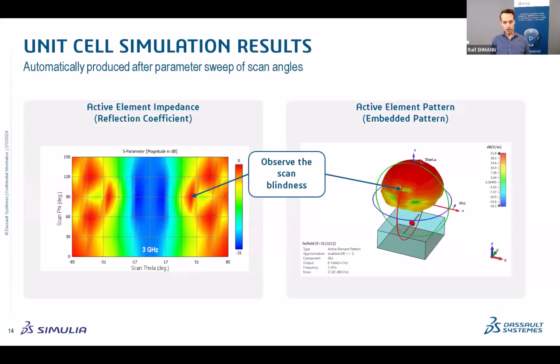And so in the end, all of this quickly calculates for you the active element impedance or reflection coefficient on the left-hand side, where you have on the y-axis the scan phi and on the x-axis the theta scan angles. And you can observe there the scan blindness as well, where there's total reflection, as we just saw in the one animation. And then also on the right-hand side, you have the active element pattern, so basically the embedded pattern in an infinite array environment. And again, you can observe the blind spots there.